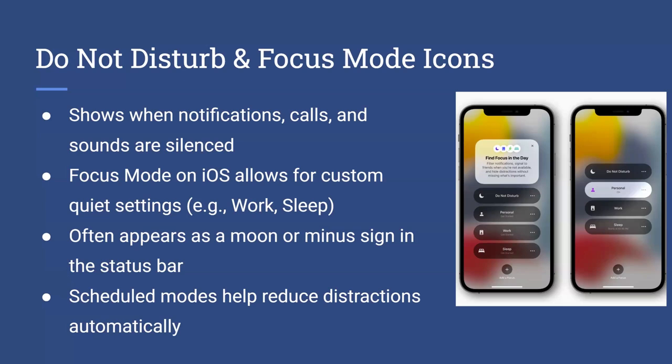They often appear, at least sleep mode appears, as a moon or minus sign in the status bar. There's also other stuff. Like for work, you might see a person icon with maybe a tag, something like that. As you can see here, there are different modes and different icons. Generally, you also see text next to it, so you don't really have to worry about the icon that much.